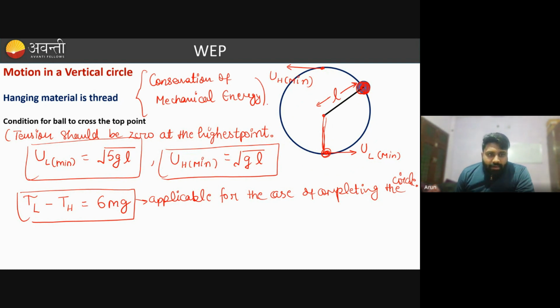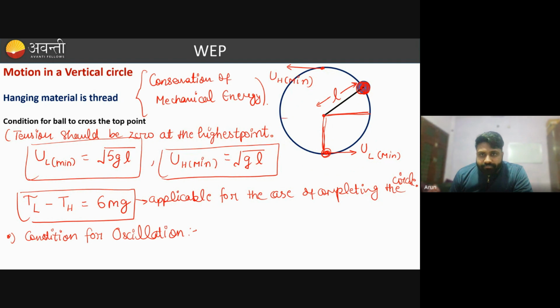Okay. Now, one of the things I have discussed here is the condition for oscillation. Oscillation is also possible, like if the tension at the horizontal position and the velocity at this point become 0. So what will happen? If V is 0, then it will fall back to this point. So if there is no air friction, we will consider it will start oscillating.